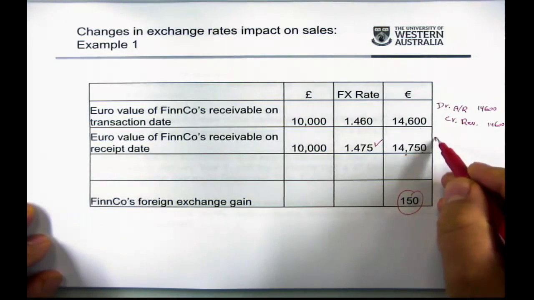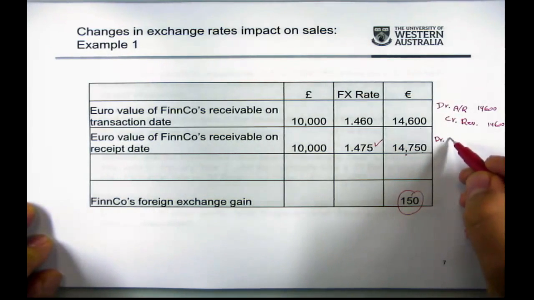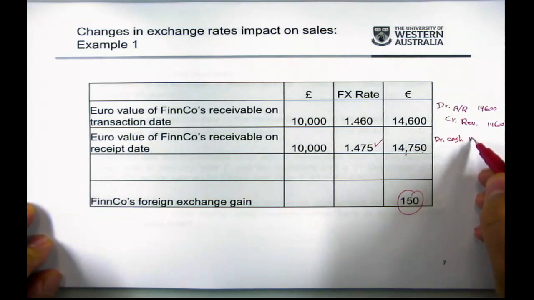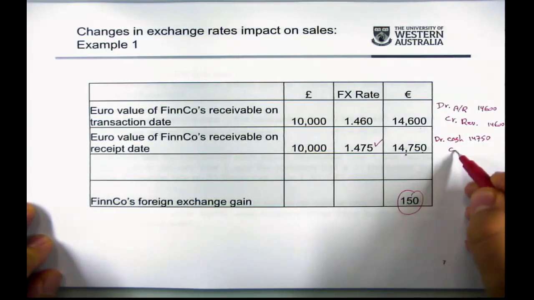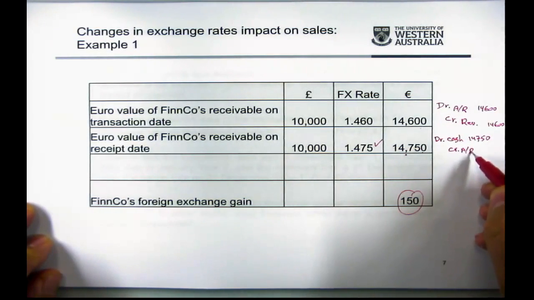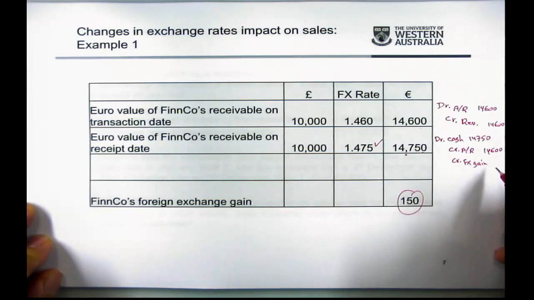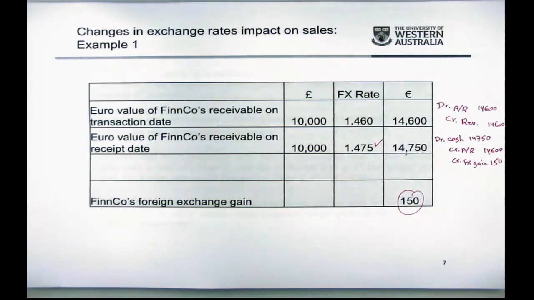In this case, the debit is to whom? Which account? Cash. How much? 14,750, right? Credit to whom? Accounts receivable, how much? 14,600. And what else? Credit also to FX gain, 150. So foreign currency gain, 150. Okay, beautiful. Yeah, good.